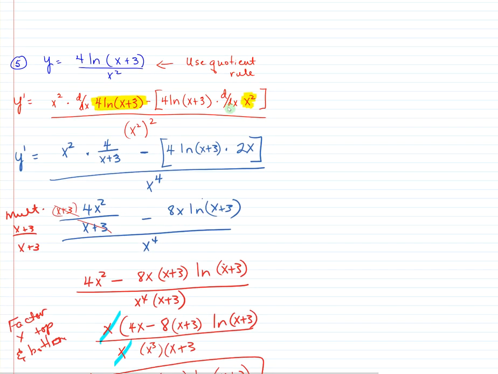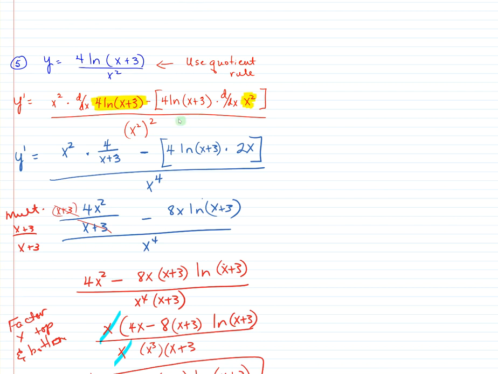All right, our last one. The algebra of this gets a little confusing, but hopefully you can follow this and then use that when you encounter that homework type problem. So this is our original problem. It is a quotient because this is a function of x, this is a function of x. So we are going to use the quotient rule.